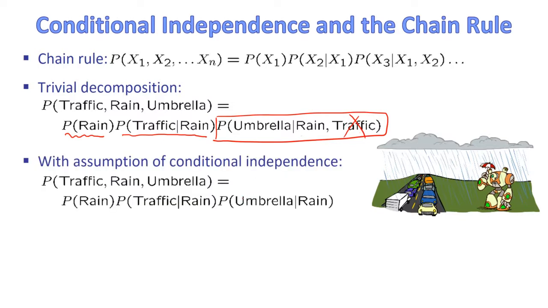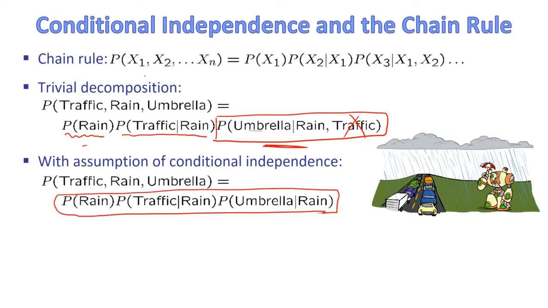So this will be equal to this, except that we will cancel out traffic here, because in the case that umbrella and rain are conditionally independent given traffic, this one will be equal to umbrella given rain only. So that simplifies our model, not only our model, but the data that we include in our model. Now, given these three, we can get the joint distribution. We don't need to keep this big one.